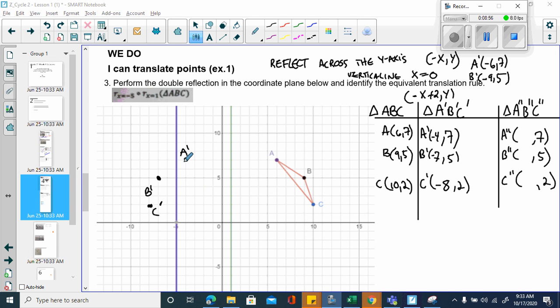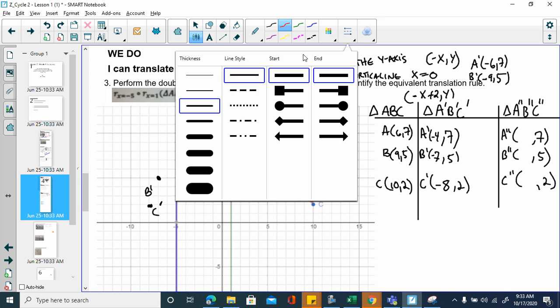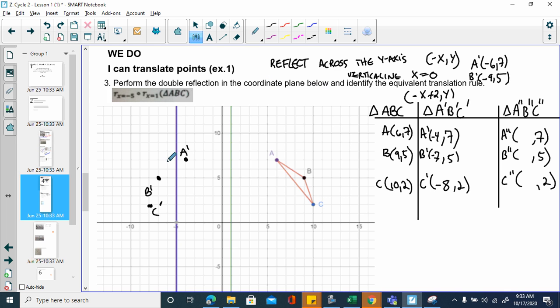So we got A prime here, reflecting across the purple line, x equals -5. So A double prime will be right here, 1 and 1. So this one is A double prime. We'll do it in a different color. So we've got A double prime. And then we've got point B prime, which is a distance of 2 from this vertical line. So 1, 2. This will be B double prime. And C double prime, which is a distance of 1, 2, 3 from this vertical line. So 1, 2, 3. C double prime.